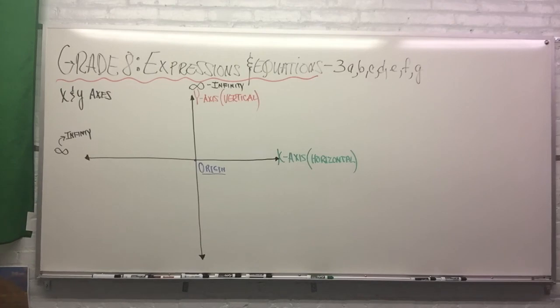So we have the origin, we have the y-axis, we have the x-axis, we have the fact that the axis goes to infinity in all directions. And the way it's organized is organized into 4 component parts.